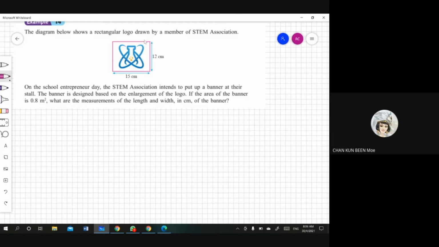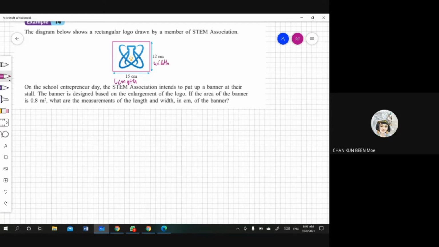So we go back to the question again. You see, this diagram here shows a rectangular logo drawn by the member. Can you tell me which one is the length? 15 centimeters. Yeah, 15 centimeters, this one is the length. Which one is the width? 12 centimeters. Very good. This is the width. Okay, you need to determine these first.